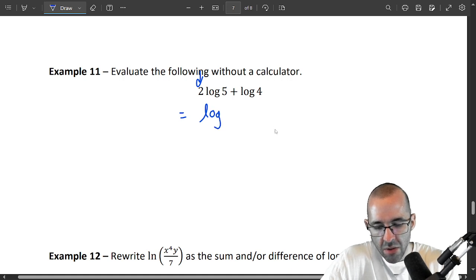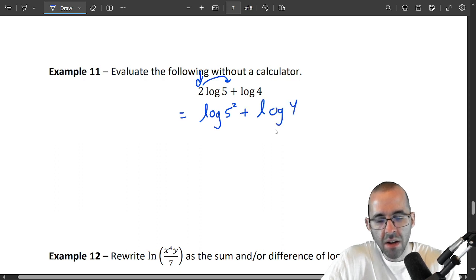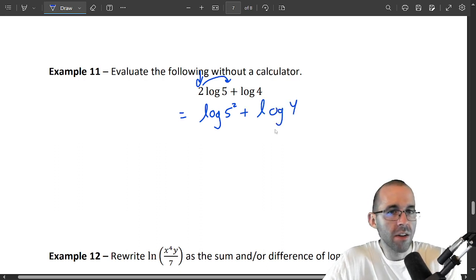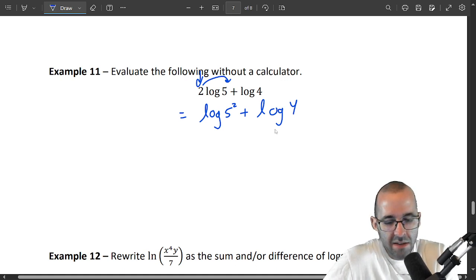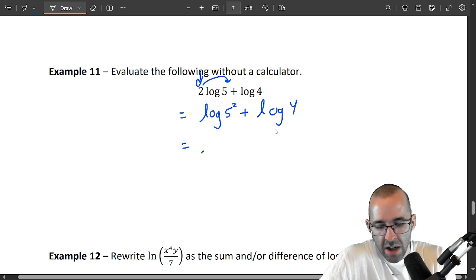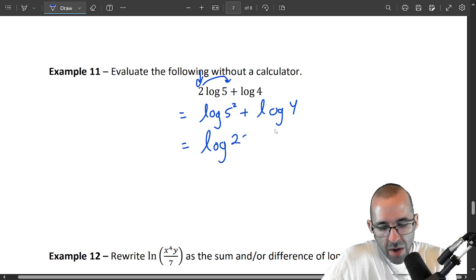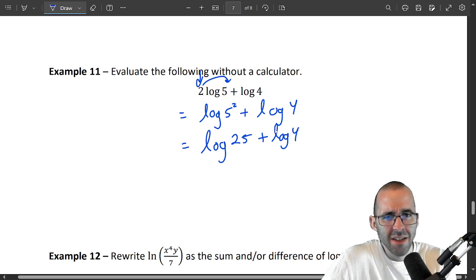So this first one, remember we can use the exponent property. This becomes log of 5 squared. And remember, this is the common log, log base 10. You don't see a base of the logarithm, it's base 10. And now we can simplify this first one. 5 squared is 25. Still not seeing how this is going to help us yet, but let's just keep going and try to combine these and maybe something will happen.